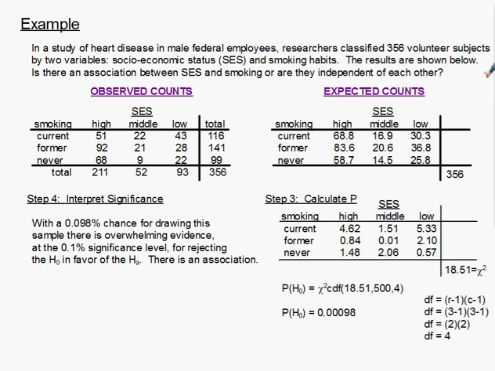We have a 0.098% chance of drawing the sample, so there is overwhelming evidence at the 0.1% significance level, a very, very low significance level, for rejecting the null hypothesis in favor of the alternate hypothesis. There is an association, is our conclusion. But just like before, we can't stop there. We need magnitude and direction.